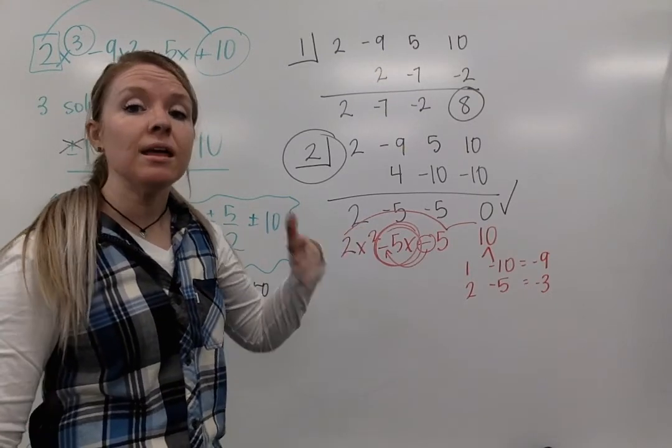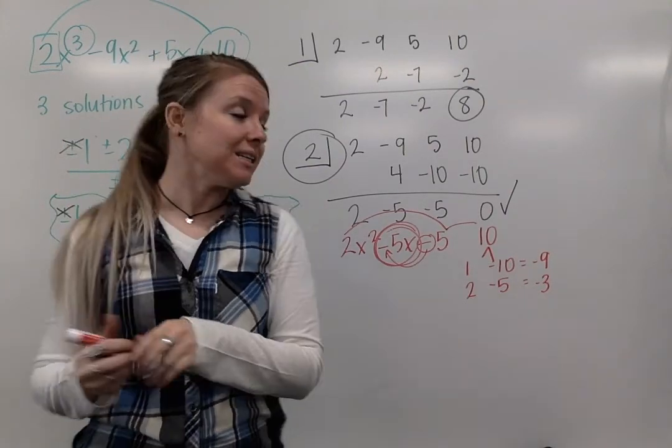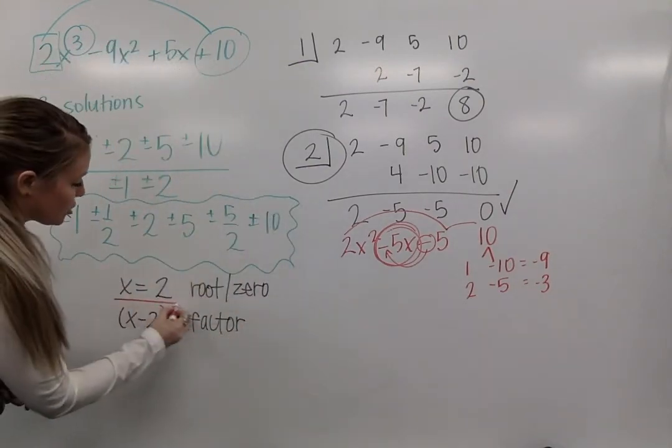So at this point, we're solving our polynomial using our rational list. My only rational root is 2.